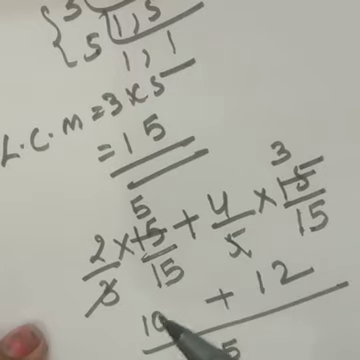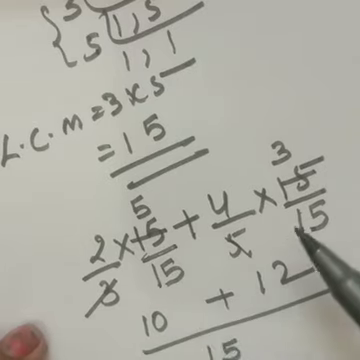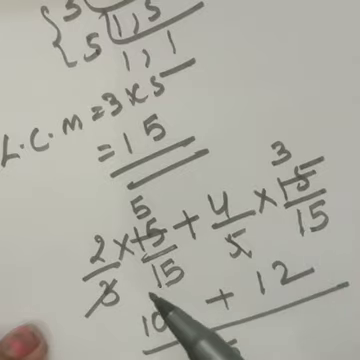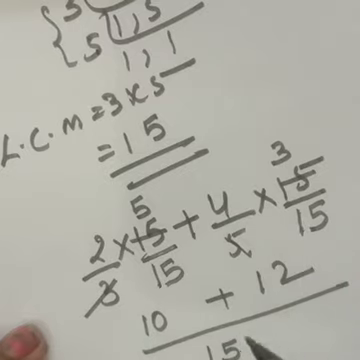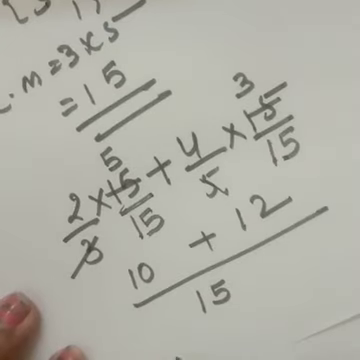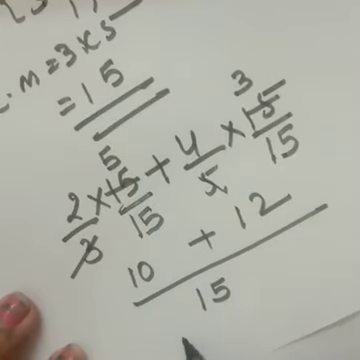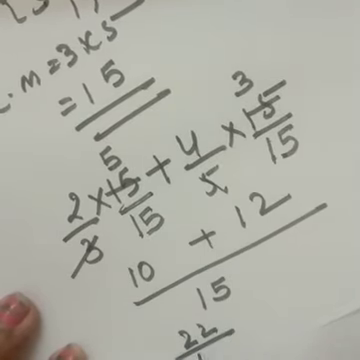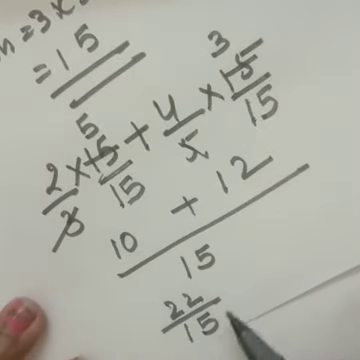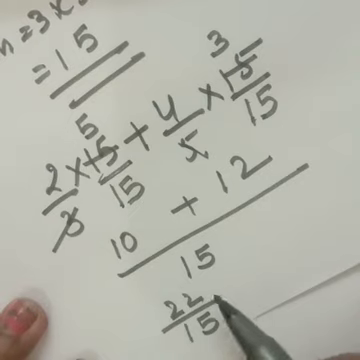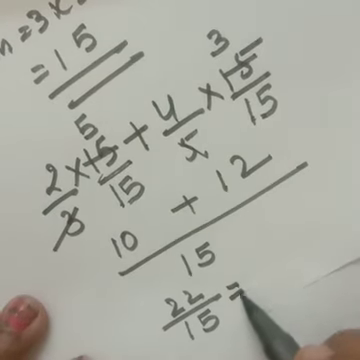Okay. So that 15 only we are writing. Here also 15, here also 15. Common denominator is 15. Clear? Then 10 plus 12, 22 divided by 15. This is an improper fraction. Always you have to convert improper into a mixed fraction.